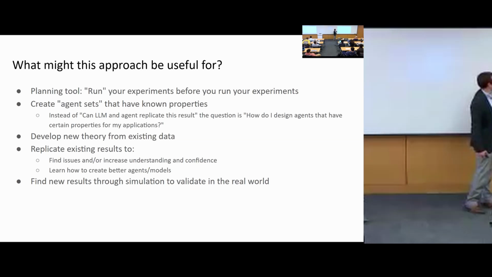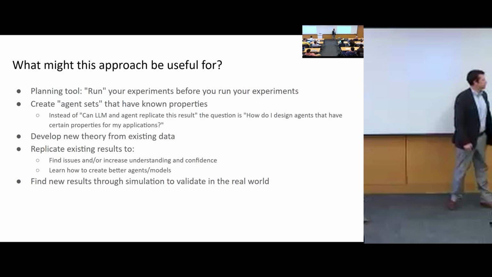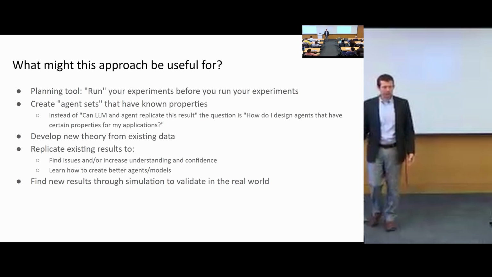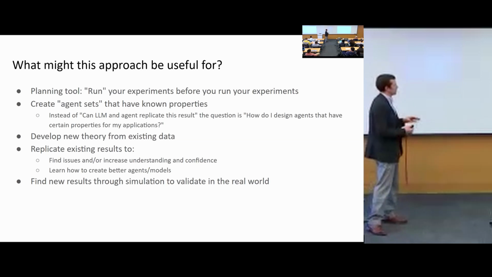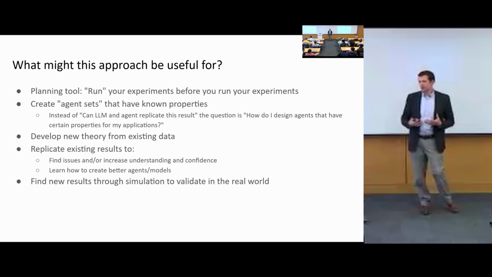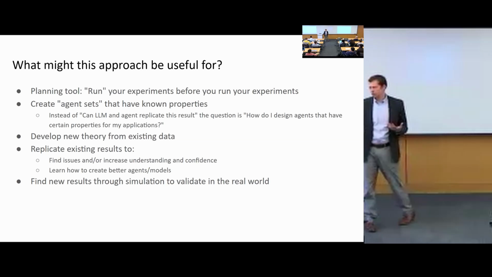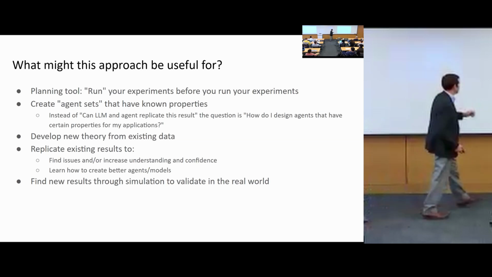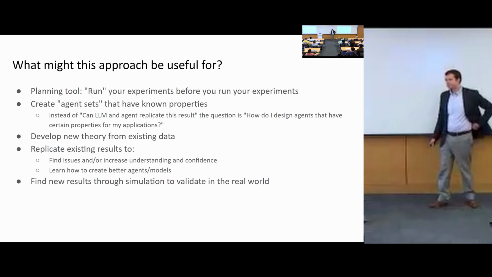Can we create agent sets that have known properties? Here, imagine I was studying eBay and I wanted to try some policy change. Could I use this sort of process and fiddle around with my agents until I got agents that had the kind of behavior that I would hope to use for my setting? So can you comment on this?